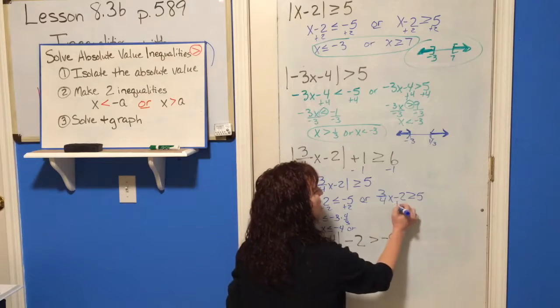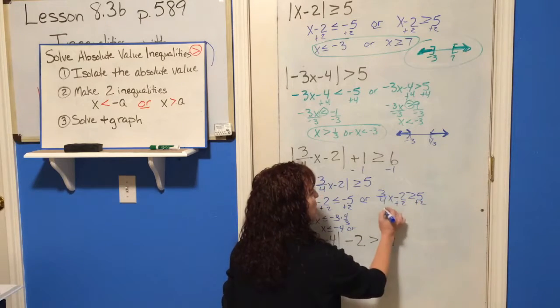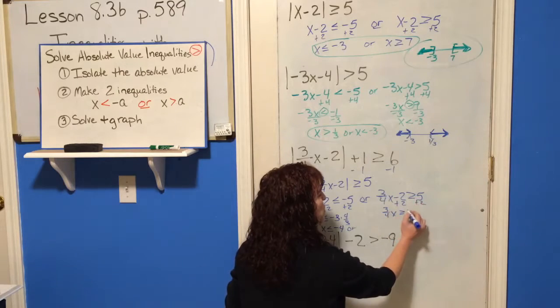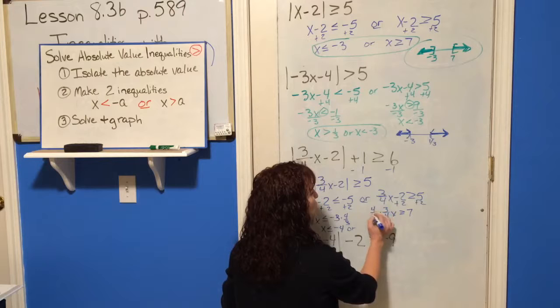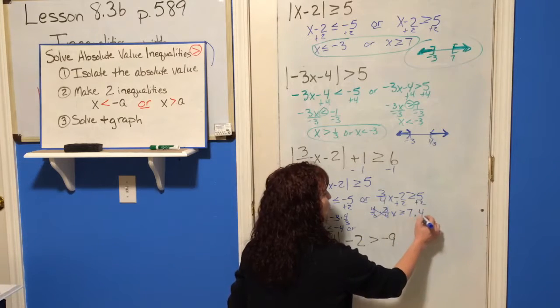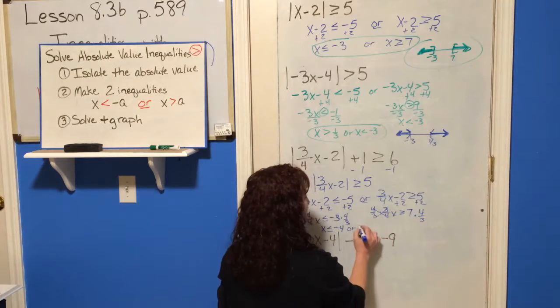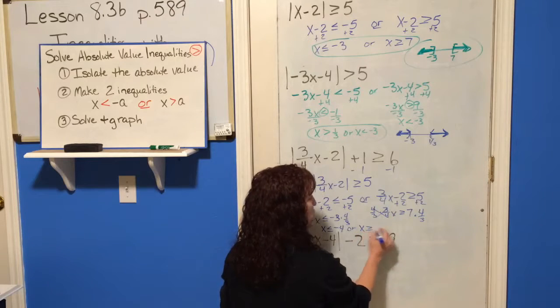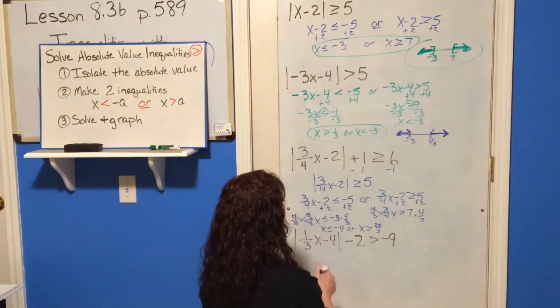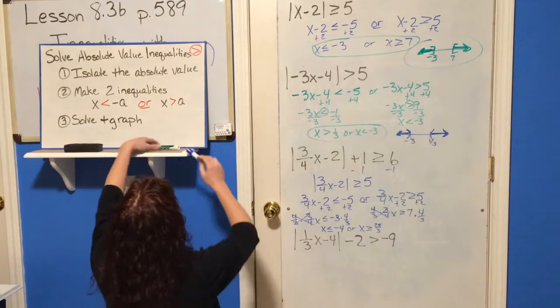or let's do this side, add 2 to both sides. 3/4 x is greater than or equal to 5 plus 2 is 7, times 4/3 on both sides. Anytime you have a fraction, just flip and multiply, times 4/3. So x is greater than or equal to 7 times 4 is 28/3. Let's graph it.